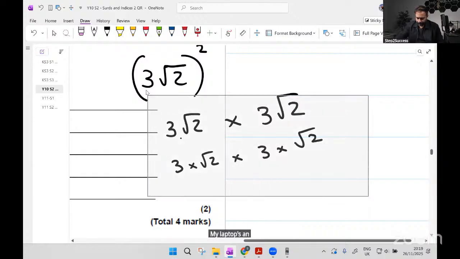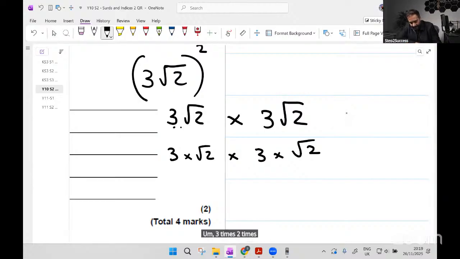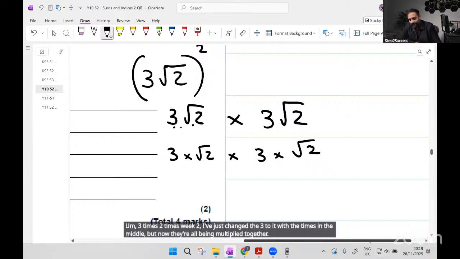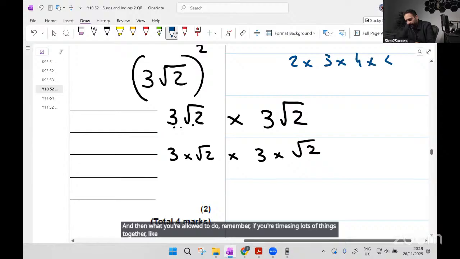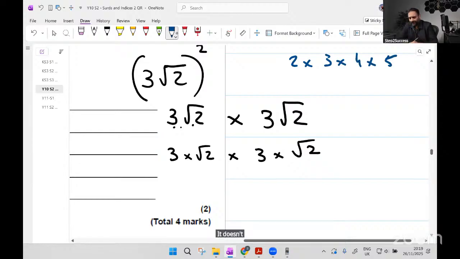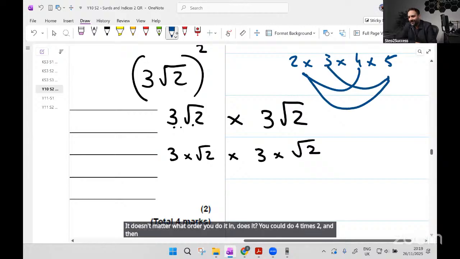Look at that. 3 square root 2 times root 2. I've just changed the 3 to it with the times in the middle. So now they're all being multiplied together. And then what you're allowed to do, remember, if you're timesing lots of things together, like 2 times 3 times 4 times 5, it doesn't matter what order you do it in, does it? You could do 4 times 2, and then times it by 5, and then times it by 3. It would still be the same answer.